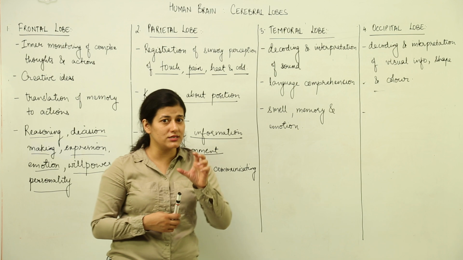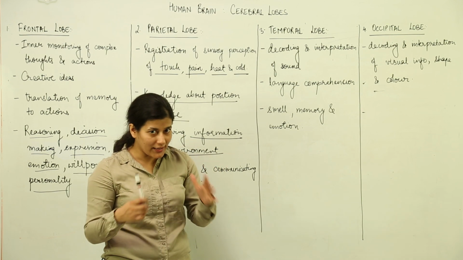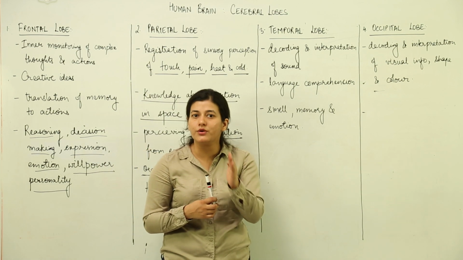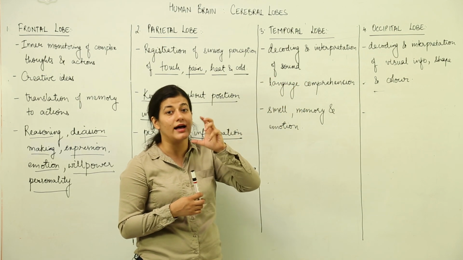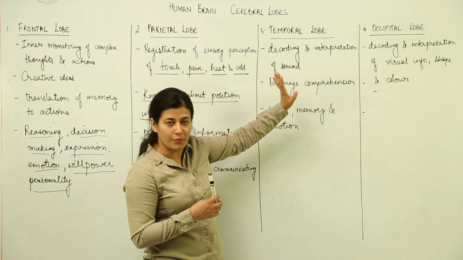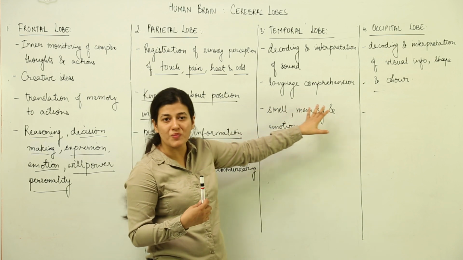Now when you hear the sound, you're not listening to what I am speaking like blah blah blah. It is not like that. You are decoding each and every word. You are trying to understand what I am saying. So that decoding and interpretation of the sound coming from any source would be done in the temporal lobe. And apart from that decoding, there is language comprehension as well.